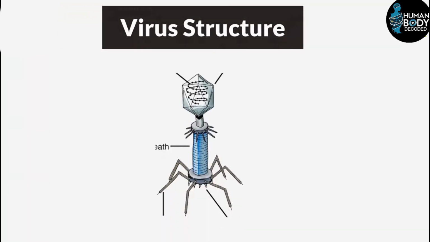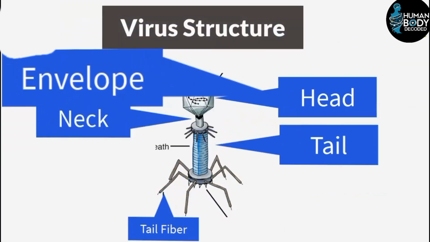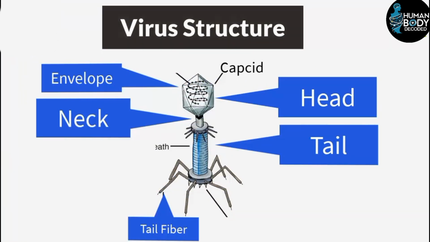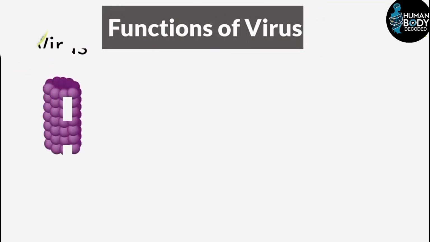Now we come to the structure of viruses. Viruses have certain components like head, neck, tail, tail fiber, envelope, and capsid. The envelope is called the outer wrapping of the virus. The capsid contains the genetic material of the virus, and the genetic material of the virus is either made up of RNA or DNA.